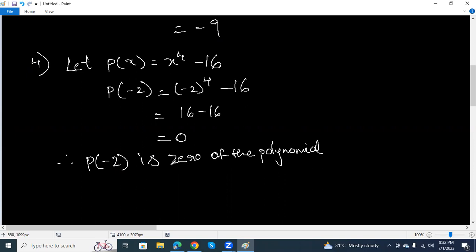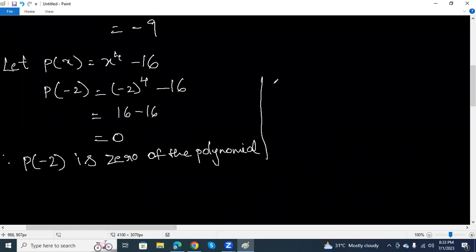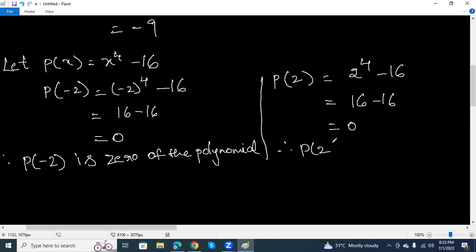Next, we will do P of 2, they said. Let's do P of 2. 2 power 4 minus 16. 2 power 4 is simply 16. 16 minus 16 is 0. Therefore, P of 2 is also 0, because 2 is also a zero of the polynomial.